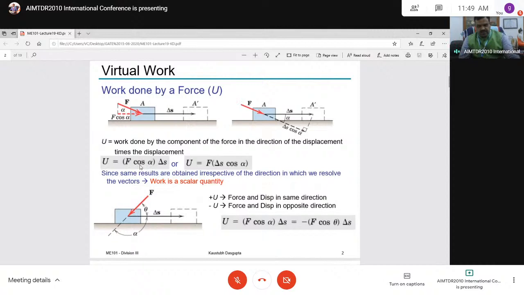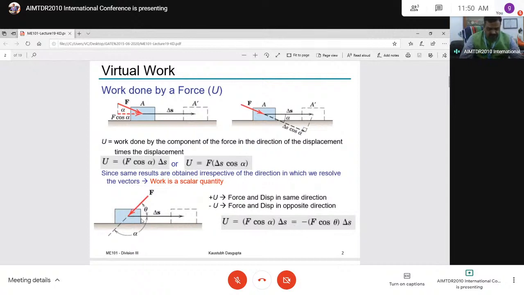U is equal to F cos alpha into ds, or U is equal to F into ds cos alpha. If you look, both will give the same result, F ds cos alpha. The choice is yours. Instead of the force in this direction, let us consider the force in the other direction, like this, but moving in this direction. One is a push and another is a pull. In this case, the angle is theta.